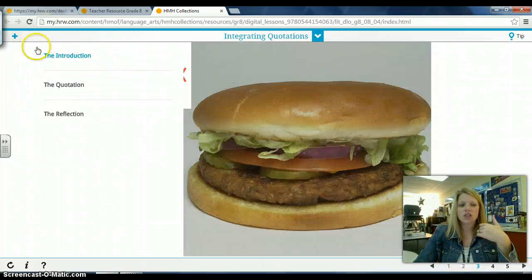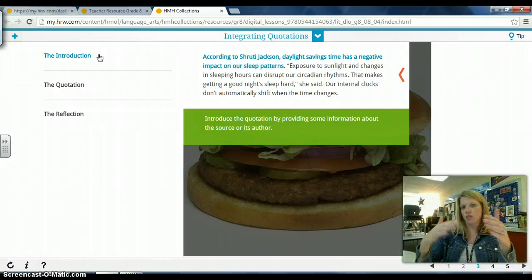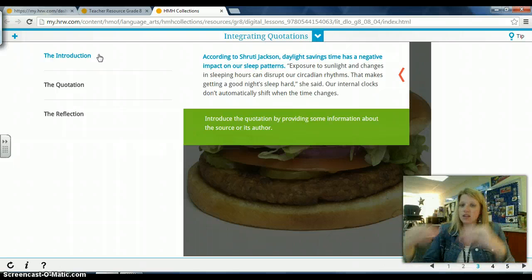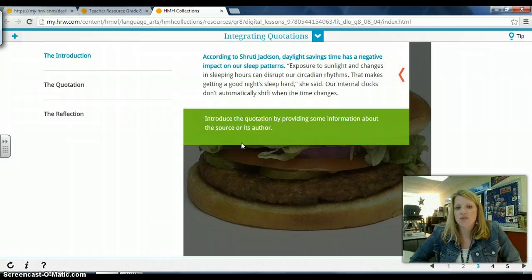So here's kind of the 3 things I want you to start thinking about. So the first thing is going to be what I call your lead-in, or what they call your introduction. And so that's what's in blue. According to Jackson, daylight savings time has a negative impact on our sleep patterns. So that's setting up your quote. You're telling me who the author is, getting ready to set up your quote. Now what I want you to write down on your notes is the green part. Introduce the quotation by providing some information about the source or its author. That's what you really need to be doing for your lead-in.